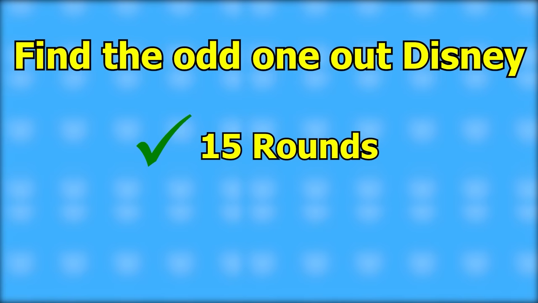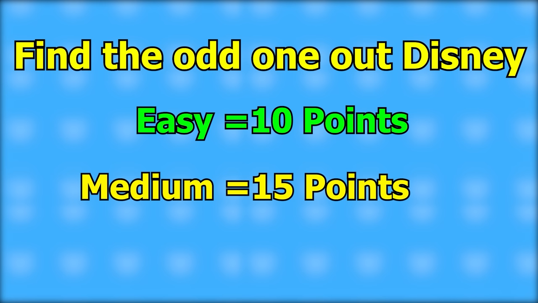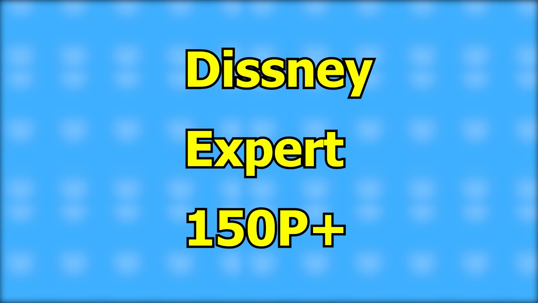There are 15 rounds. Each round has 10 seconds. For the easy round, you will receive 10 points. Medium round, you will receive 15 points. Hard rounds, you will receive 20 points. Disney experts, if you have them, you will receive 150 points. Another secret gift in the end. Good luck! Let's start with round one.